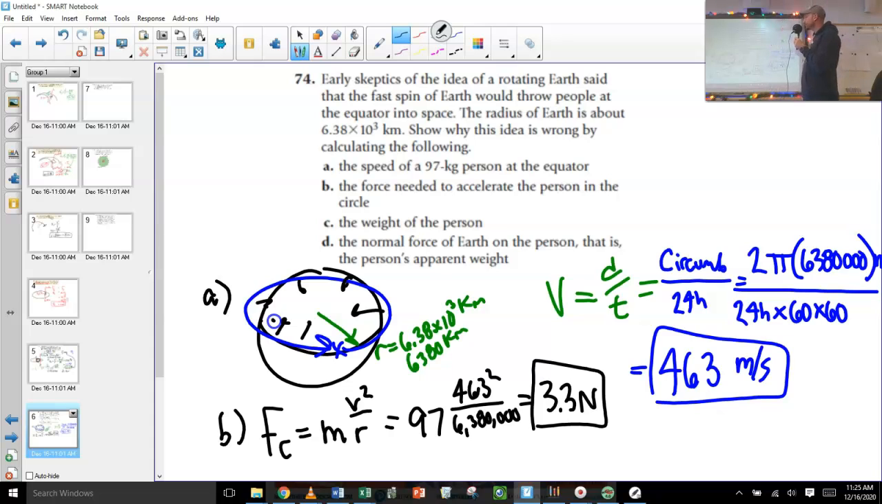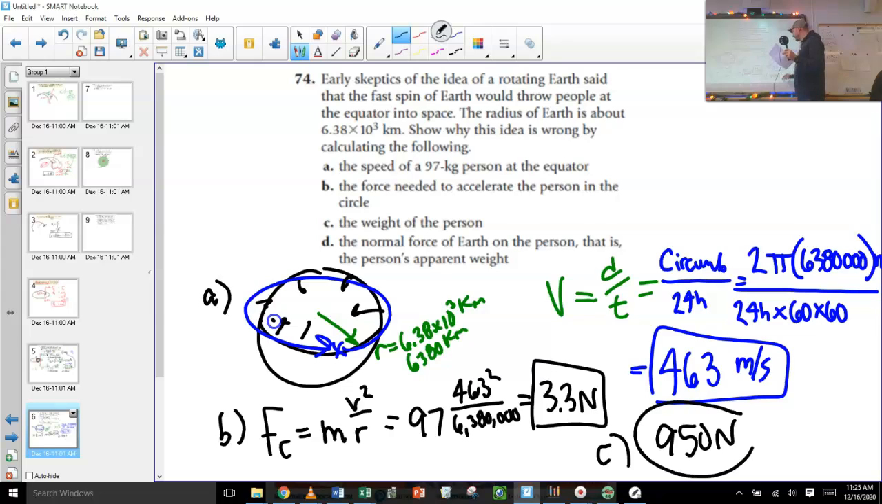Part C, what's the weight of the person? The weight of the person is going to be 97 times 9.8, which is about 950 newtons. Holy cow. Earth is attracting you with a huge amount of force. It only takes 3.3 to do this. What's the normal force of Earth? Ooh, this is a great question.